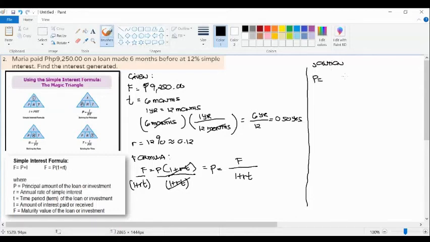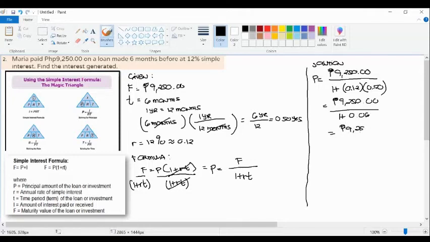Let's now proceed to the solution. Okay. Substitution. So what's your maturity value? That is 9,250 pesos over 1 plus what is your rate? That is 0.12 times your time, that is 0.50. Okay? So, 1 plus, getting the product of this, it will give us an answer of 0.06. Therefore, 9,250 pesos divided by 1.06 is equal to 8,726.42.